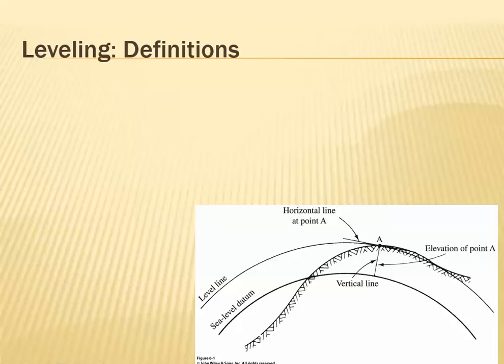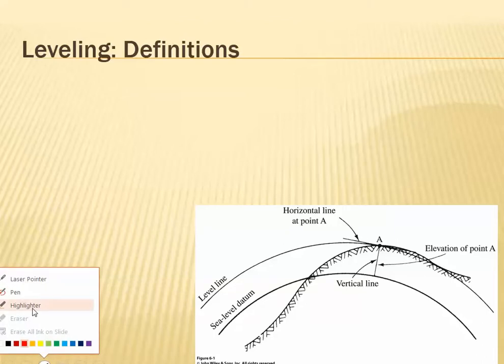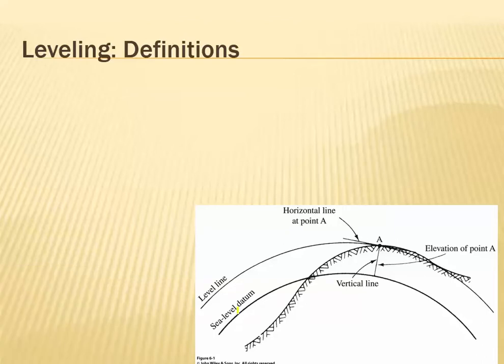Let me get my little highlighter. All right. So if you see this, the earth is not flat, right? So there's a curve to it. This is some sort of terrain that we're trying to measure. Now, this right here is sea level. We're going to talk about sea level here in a bit. And this is the level line. So let's say we're measuring this point. Along this point, there are multiple points throughout that are equidistant from sea level.